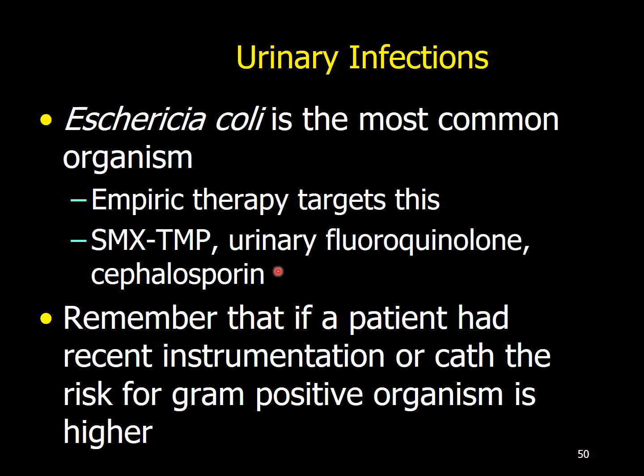You can use a urinary fluoroquinolone, and that's the next level of care if the patient has a resistance or an allergy to Bactrim, or regionally there's a resistance to Bactrim, or if the urinary infection is more serious. And then in some patients that can't take the other drugs, like pregnant patients, you can use a cephalosporin. But again, this is empiric therapy for the otherwise healthy patient.